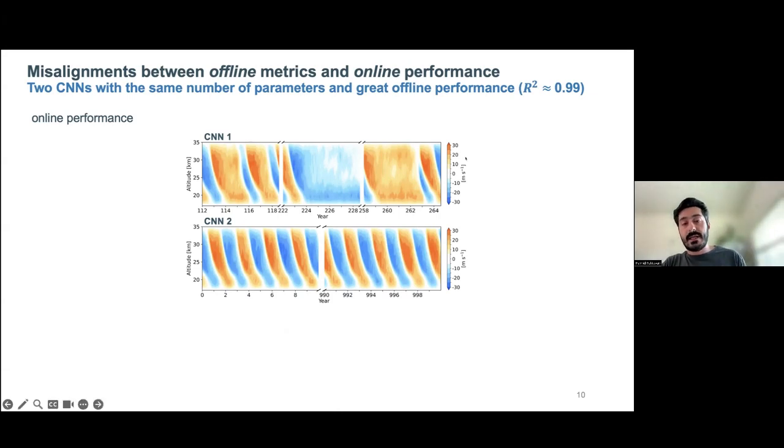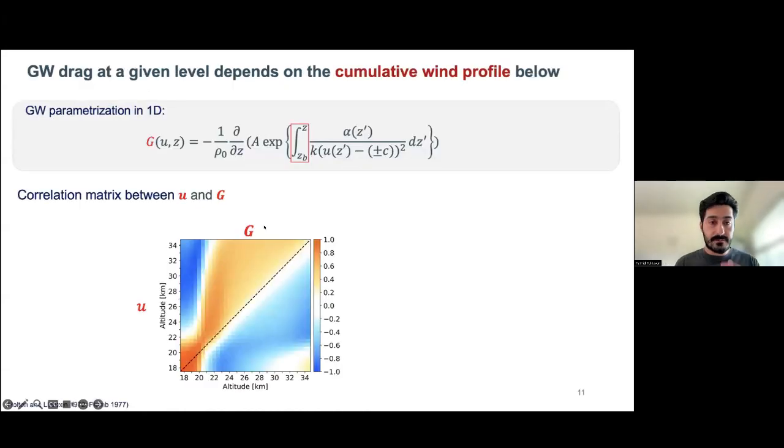But one of them is stable and the other one becomes unstable. So we wanted to really understand what is going on and what is being missed in the first CNN. And it turns out that we actually need two pieces of information, one from the dynamics of the QBO and the other one from the theory of machine learning to explain this behavior. And so I start with the dynamics.